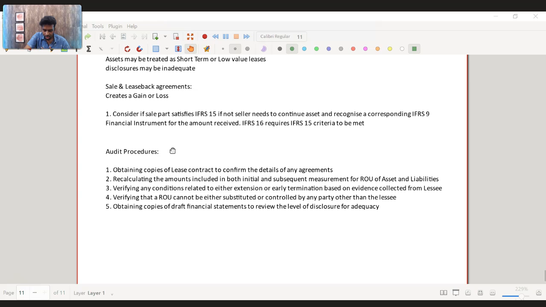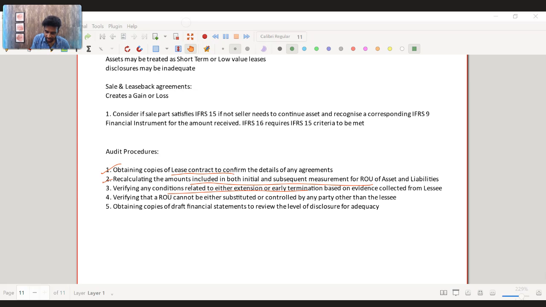And when it comes to the audit procedures, definitely, as I told you, we need to obtain copies of the lease contract to confirm the details of the agreement, whether the ROU can be established by the lease, the lessee and all those things. You need to recalculate the amounts included in both initial and subsequent measurement of ROU asset and liabilities. Whether initial measurements and subsequent measurements of ROU asset and liability can be established, and that has to be recalculated.